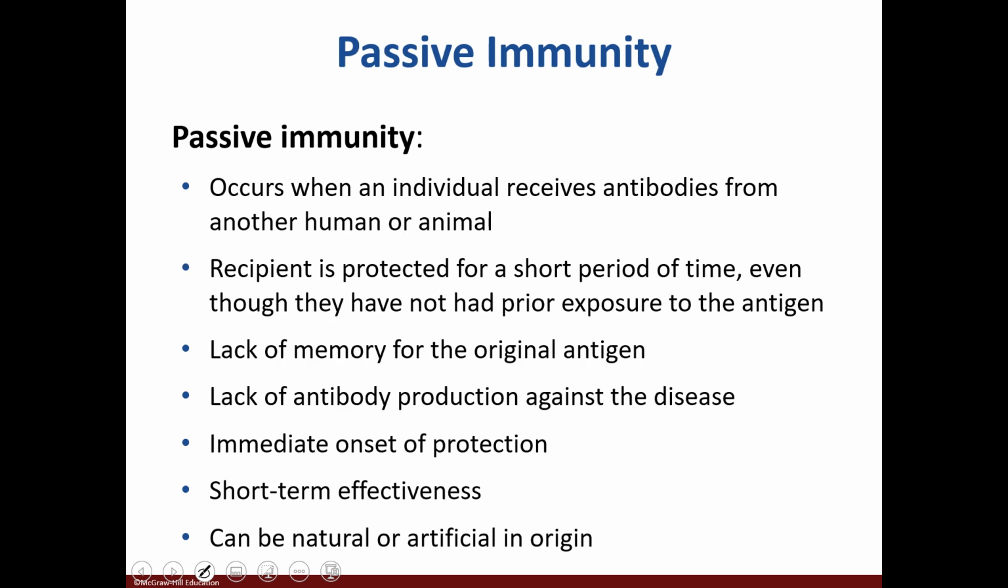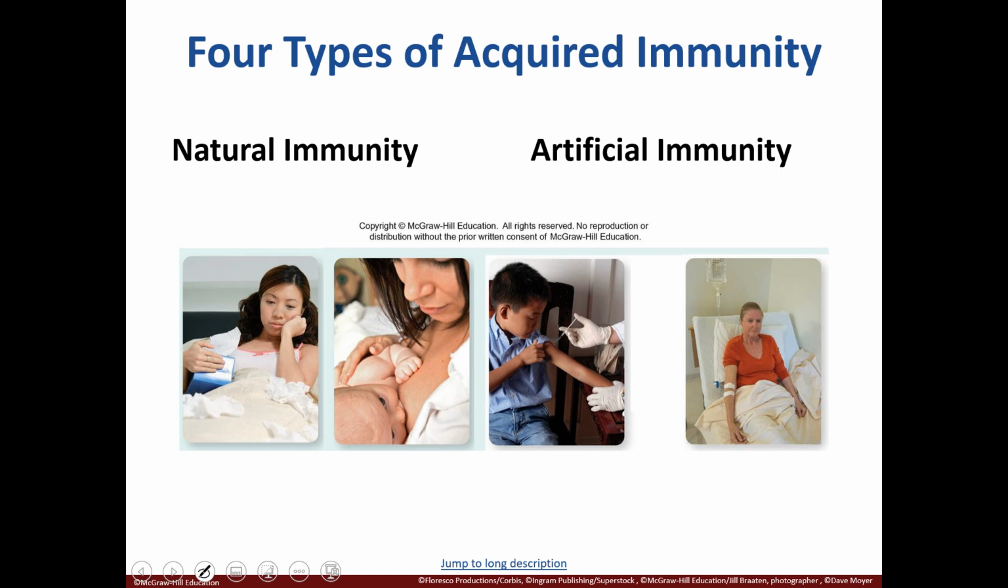Passive immunity is acquired when someone receives prepared antibodies. Since the patient has no encounter to the antigen, no memory is generated, and the protection is immediate but doesn't last long. It can come from natural or artificial means. Natural immunity can be active, like when we get sick, or it can be passive, as in breast milk. Artificial immunity can be active through vaccinations or passive through serum injections or antibodies.